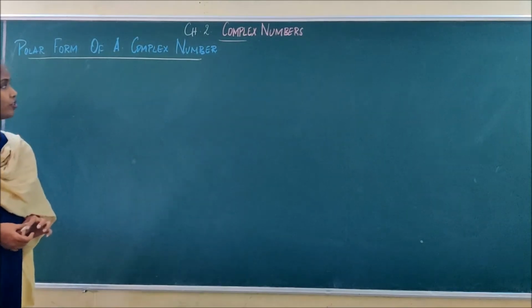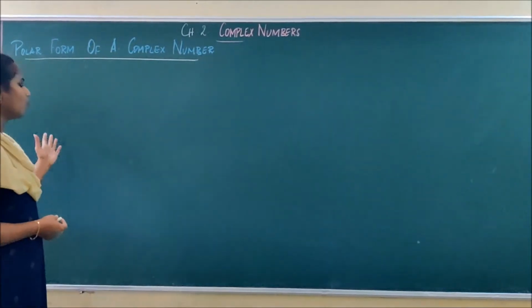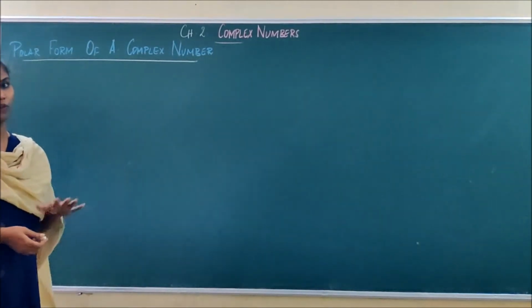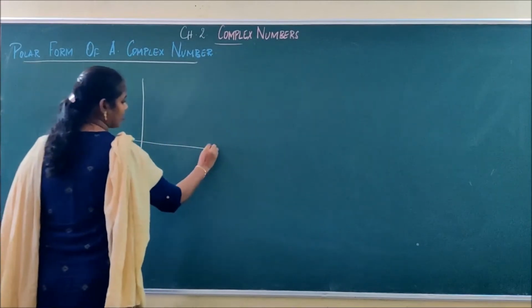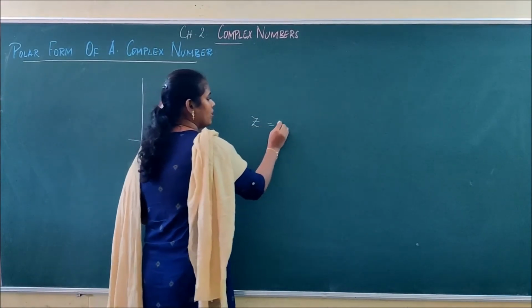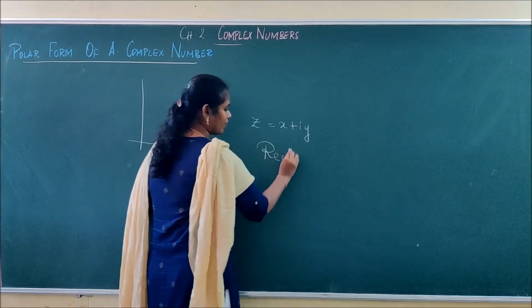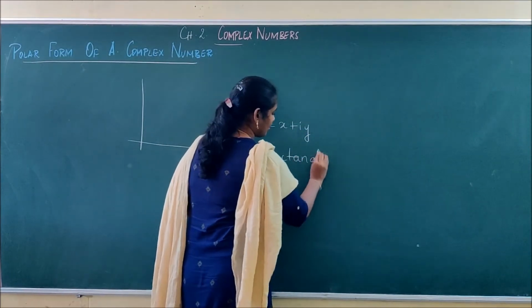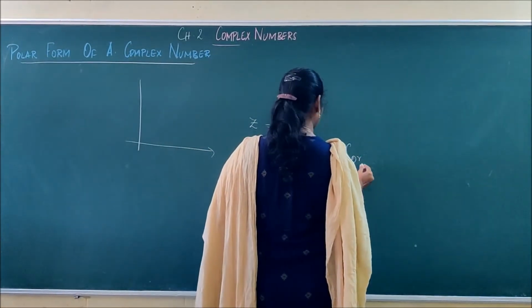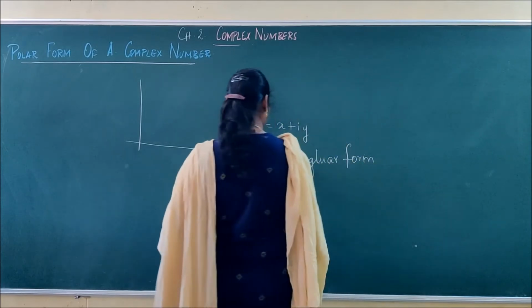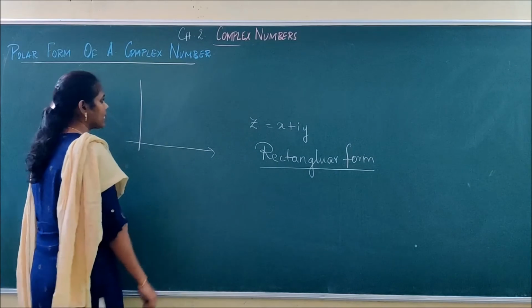The next topic which we are going to see is the polar form of a complex number. Now we are going to see a new form called polar form. The form we have seen in previous classes is called rectangular form, that is, z is equal to x plus iy. This is called rectangular form. Now we are going to see polar form.